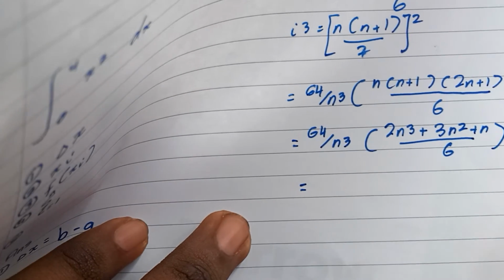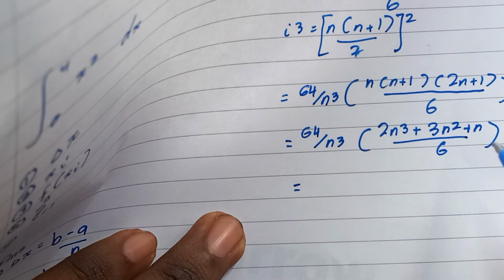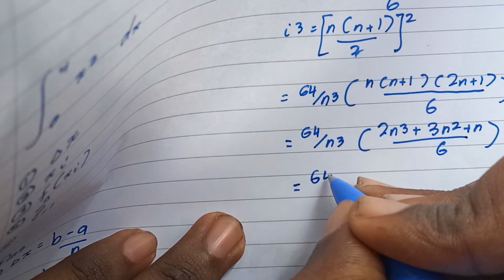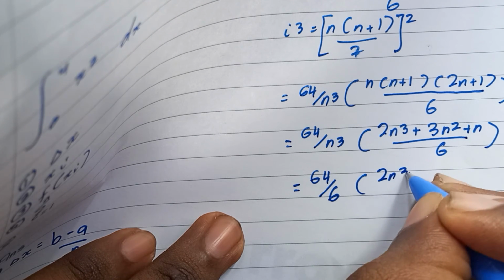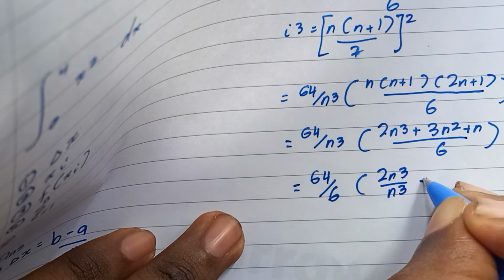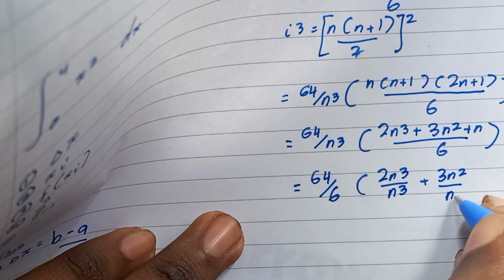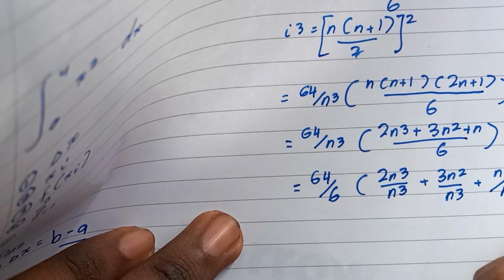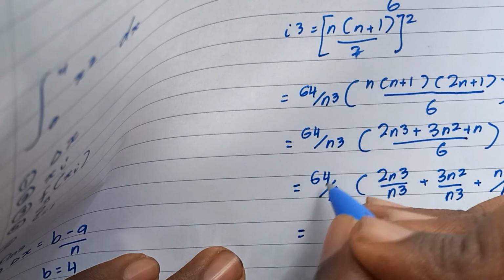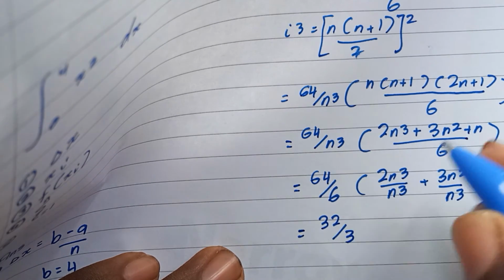So to make the equation easier, we'll separate the number parts and the n parts in this equation. So here we'll get 64 over 6, and here we will get 2n cubed over n cubed plus 3n squared over n cubed plus n over n cubed. So this number here we can simplify as 32 over 3.